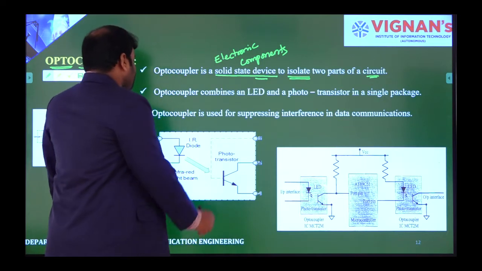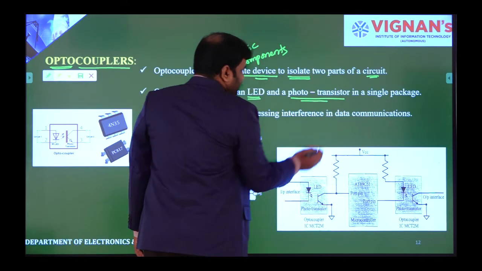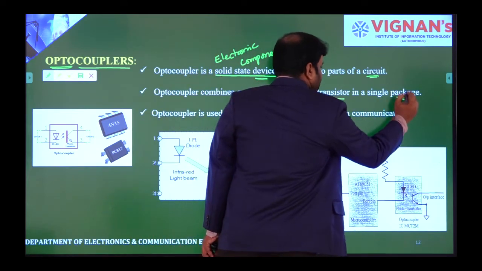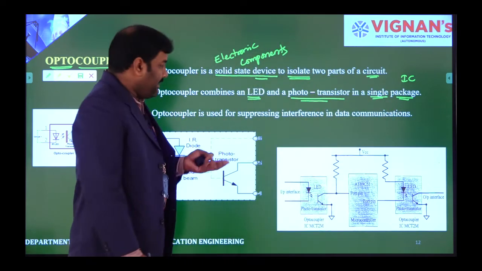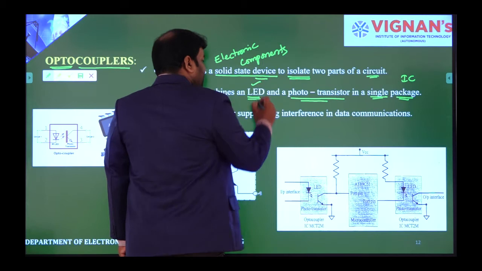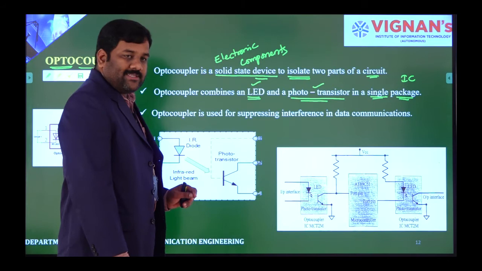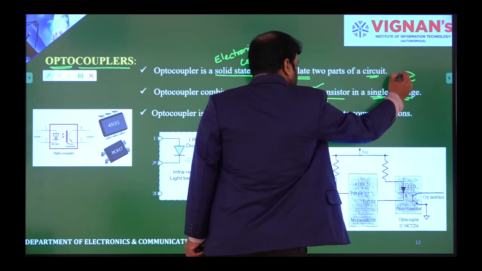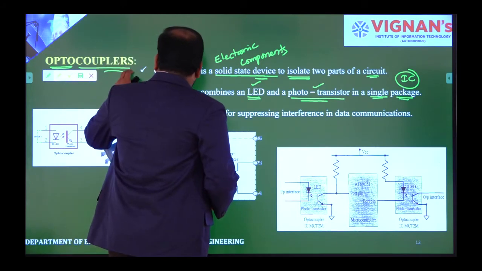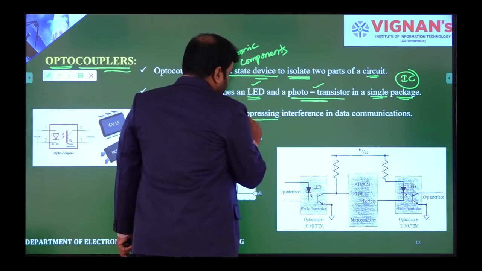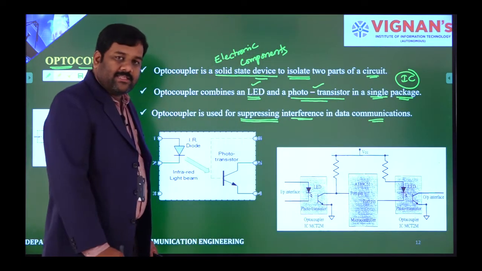Usually it combines the LED and phototransistor in a single package. Single package means just like an IC. So in one particular IC, we combine the LED and phototransistor. Both components are fixed in one single package, which we call a single IC. Mostly by using optocoupler circuits, we are suppressing and reducing interference in communications.